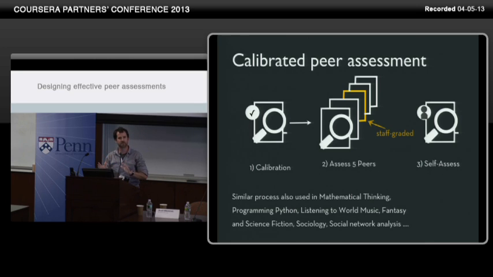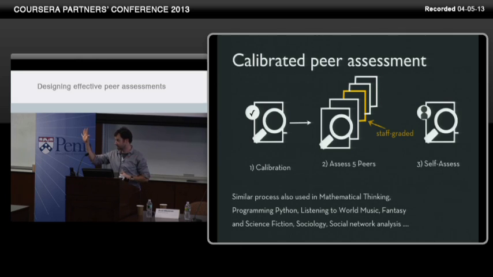And there are 3 steps to this process. It's a technique called calibrated peer assessment that we did not invent. The first thing that you do when you go to assess peers' work is you go through a training phase where we show you an example assignment, you assess that, and then we give you feedback on how well you did. And you can go through that repeatedly until you get good, and then head out into the real world.